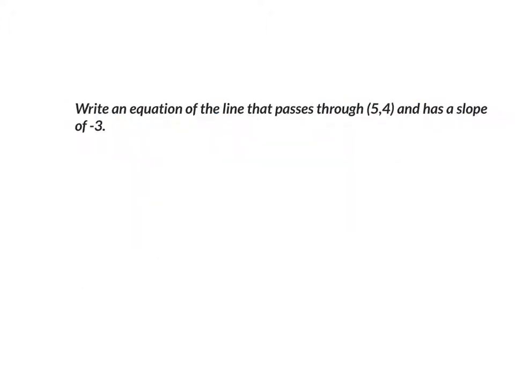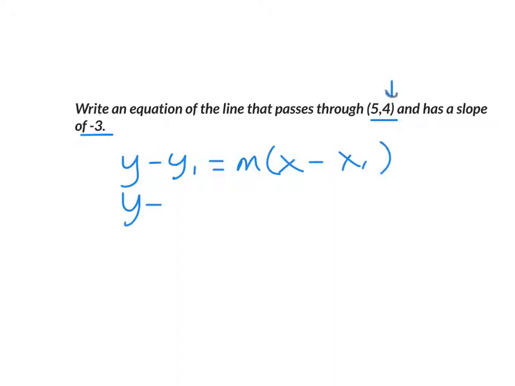All right, step it up a notch. What if they give you a point and a slope? Write an equation of a line that passes through that point and has that slope. If they give you a point and a slope, you're better off using point-slope. That's kind of like redundant, kind of like no duh, point-slope. So I'm going to do y minus my y-coordinate, which is 4. The slope is negative 3, and I'm going to do x minus the x-coordinate, which is 5.